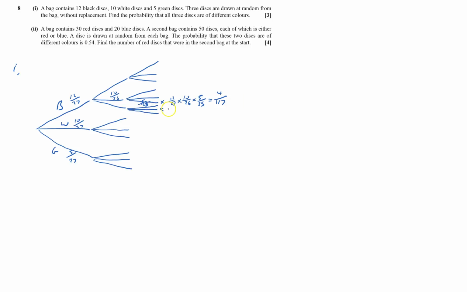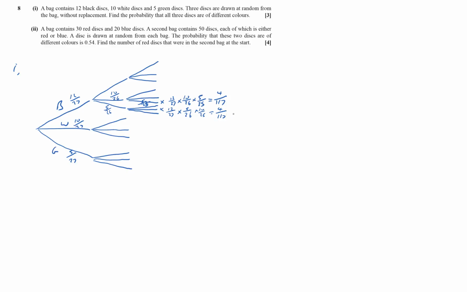Or I can get this route here, and that'll be 12 over 27 times by, and now I'm going to have the green next, that'll be 5 over 26 times by, finally timesing by the probability of white, which will be 10 over 25. And that's exactly the same thing as I've got here. And so actually now I can see by doing this bit, that'll be 4 over 117.